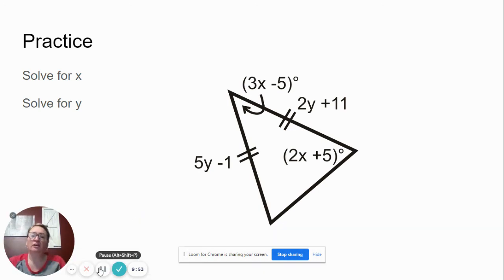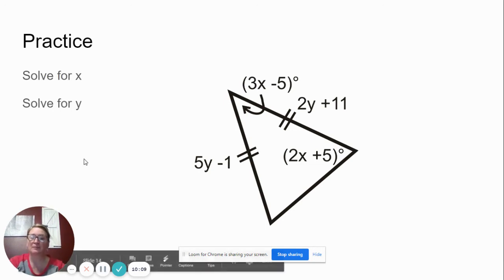All right, so hopefully you guys were able to set up the two things. So 5y minus 1 equals 2y plus 11. Solve that one out. And then again, you should have noticed that two of your angles were 2x plus 5. So you should have two of those plus 3x minus 5 equals 180. And that would have gotten you your equation and answers.